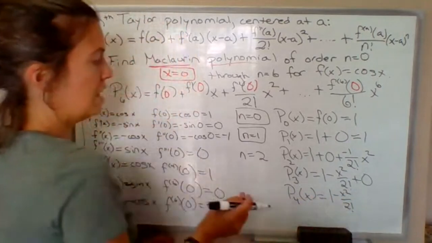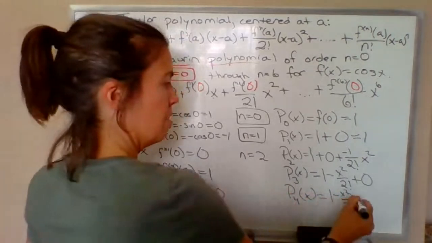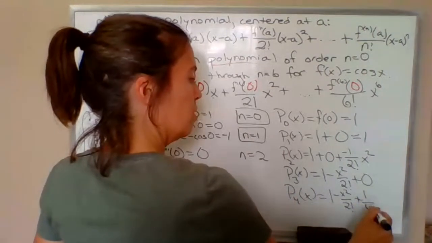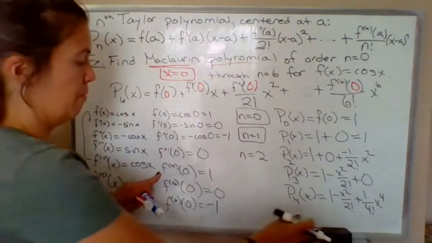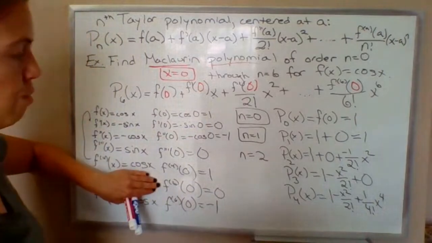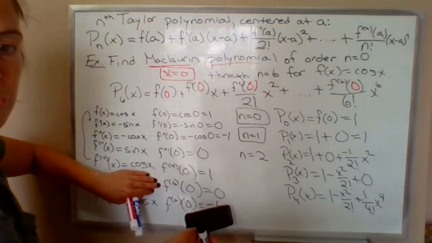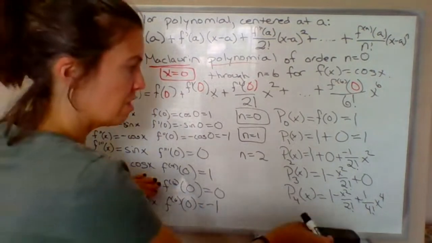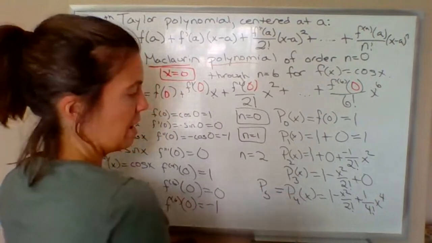P4, we're almost there here, would be where we left off with P3, so 1 minus x squared over 2 factorial, plus the n equals 4 term, which would be the fourth derivative, which is 1, evaluated at the center, over 4 factorial x to the 4th. Okay, with the n equals 5 term, you're just going to add 0 because the fifth derivative is 0. So P5 is going to equal the same thing as P4 here. So I'm just going to put equals P5.